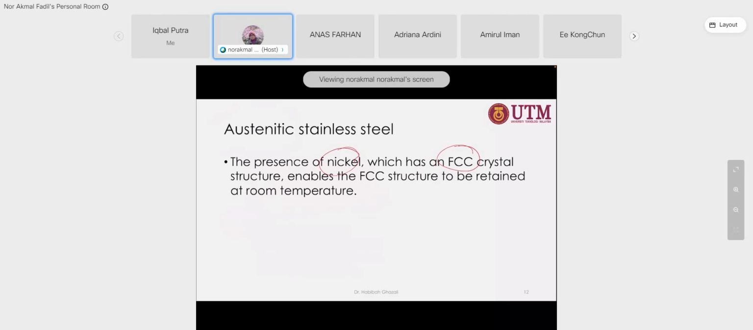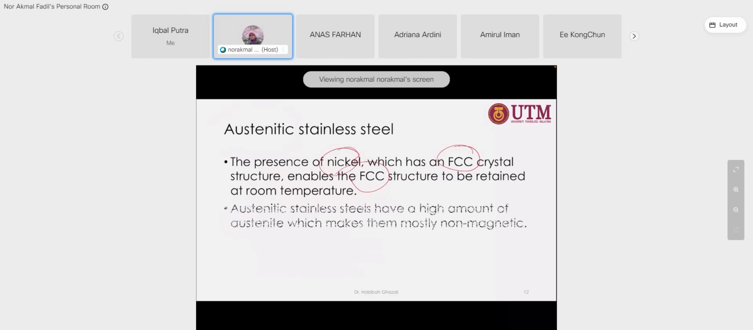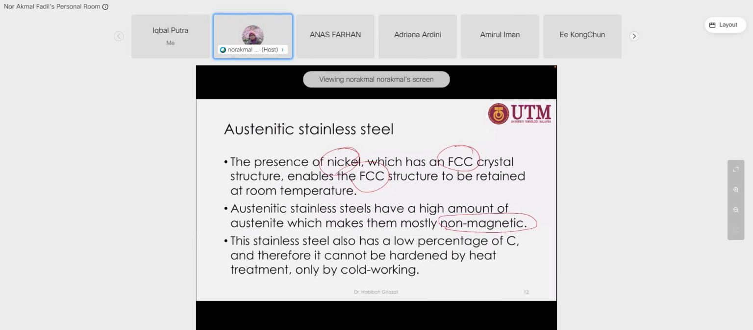Why does it have FCC? Because the nickel structure enables the FCC structure to be retained at room temperature. The FCC structure of the steel can be retained at room temperature because of the nature structure of nickel, which is also FCC. The austenitic stainless steel has a high amount of austenite, which makes it mostly non-magnetic. Unlike the ferritic stainless steel, austenitic stainless steel is non-magnetic. This stainless steel also has a low percentage of carbon, and therefore it cannot be hardened.